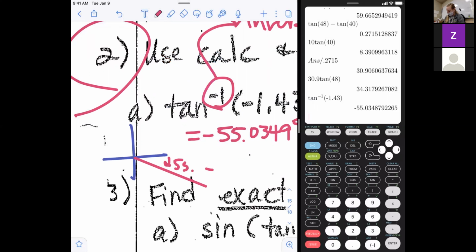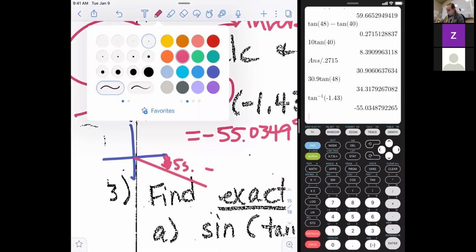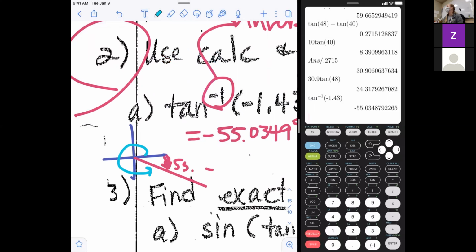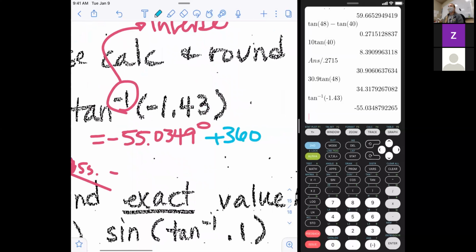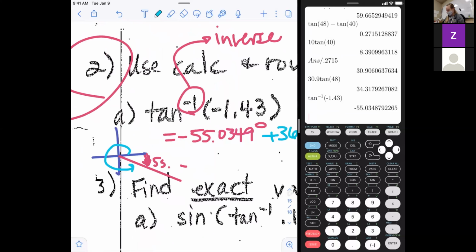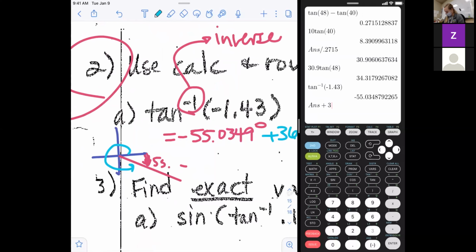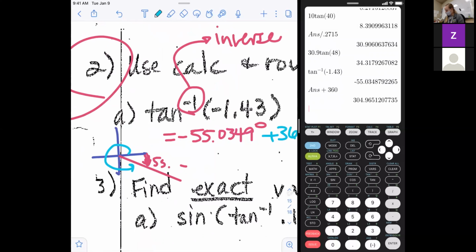I don't want it to be the negative angle. I want it to be the positive angle. So what would I do in order to find the positive angle here? 360 minus that number. So either 360 minus 55, or you can think of it as negative 55 plus 360. Either way, it's the same math. Very good, Aiden. So I'm going to just go the opposite direction. From here, it's already typed in my calculator, so I'm just going to press plus 360, and I'm going to get 304.9651.